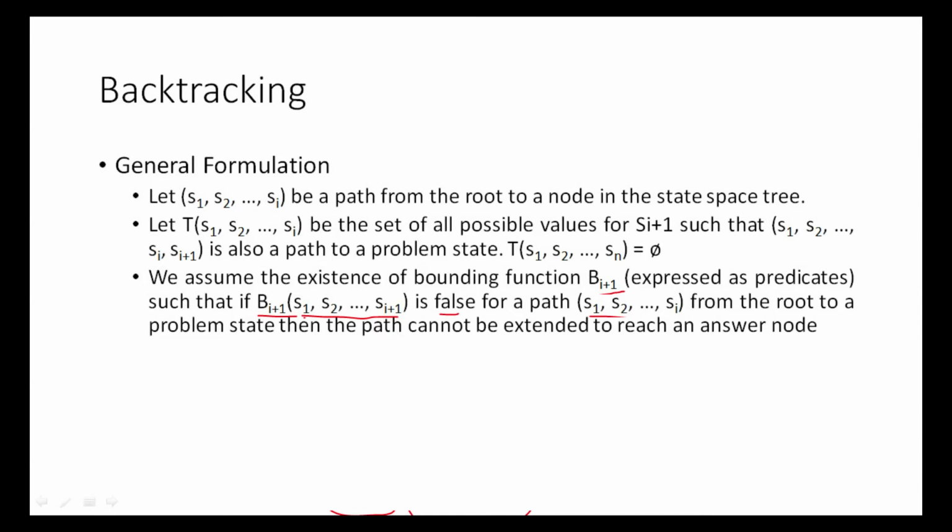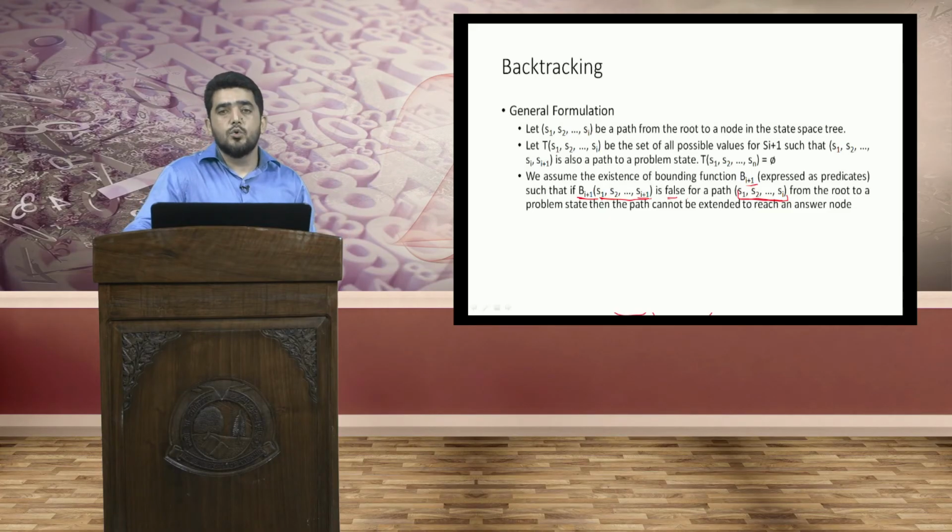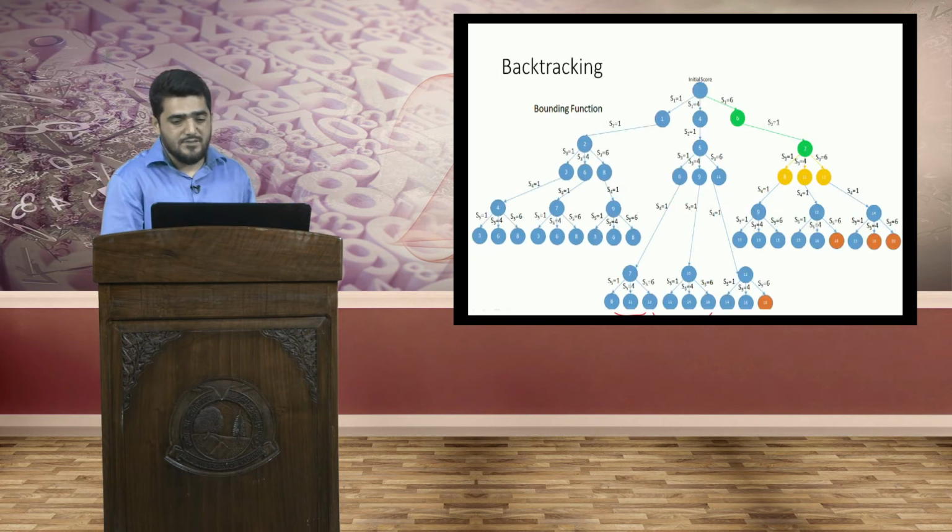let us suppose we have already traversed this path, or we need to select a particular choice at the next node. Let us suppose one of the choices is S1, S2 and Si plus 1. But if the bounding function is not satisfied by that particular path from the root to that particular problem state, then the path cannot be extended to reach the answer node. We'll illustrate this in the next example.